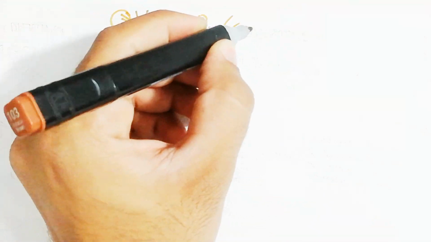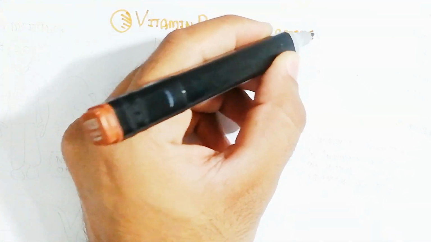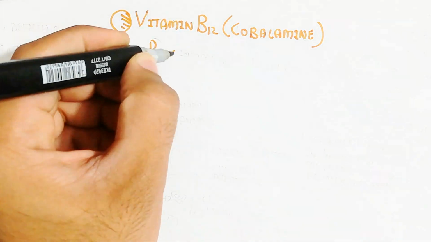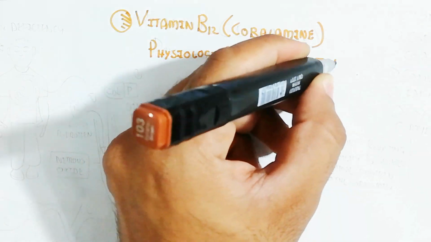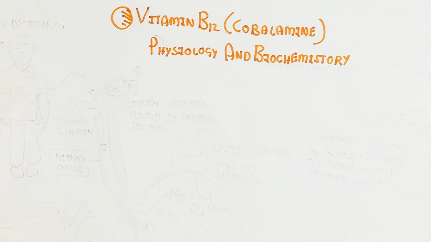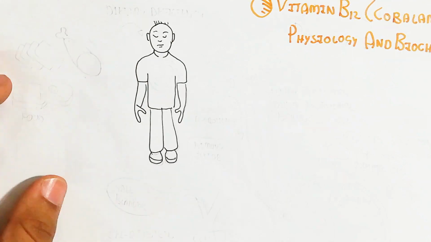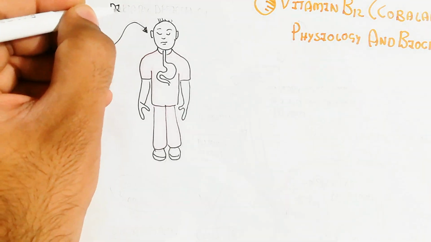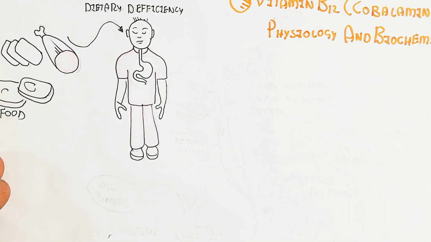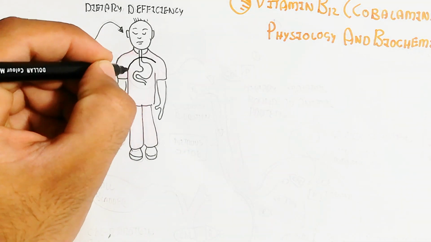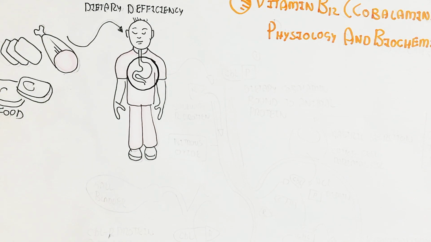It is known as cobalamin. We will understand in this video the physiology and biochemistry. Dietary deficiency will lead to deficiency of vitamin B12, but the diet, basically meat, mostly contains vitamin B12. Vitamin B12 is transported into the digestive system bound with protein.